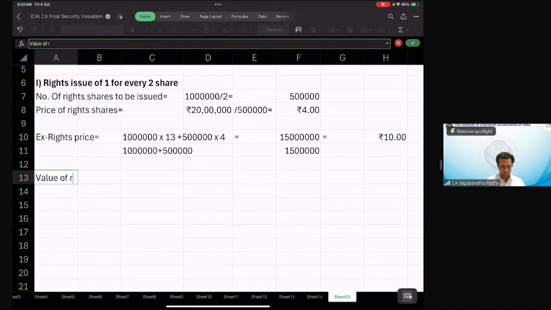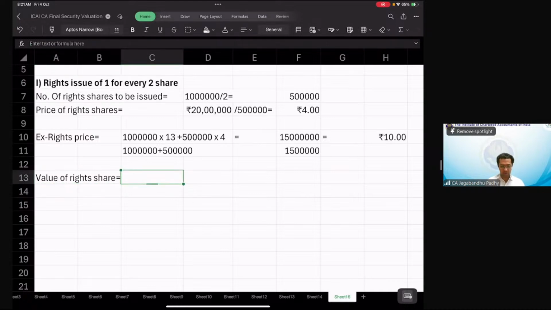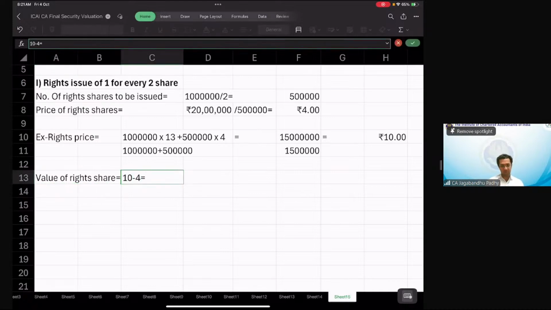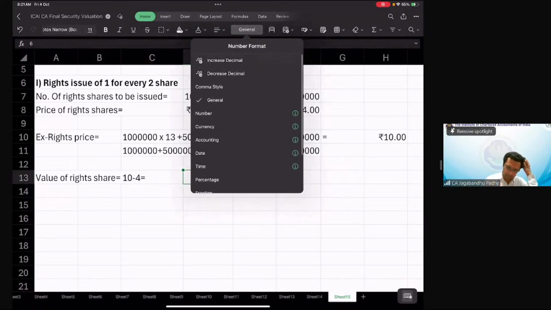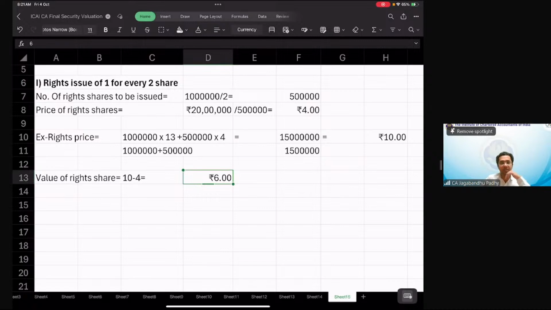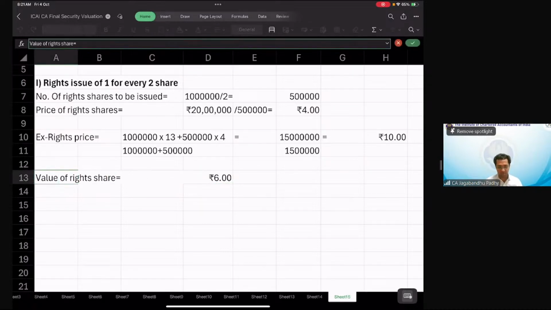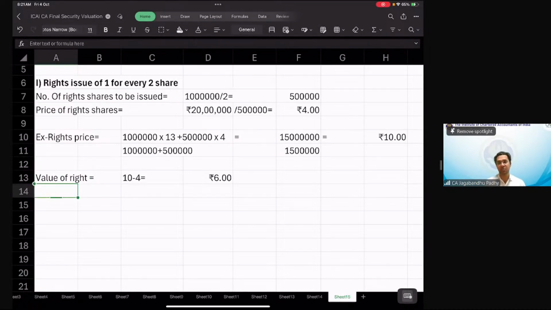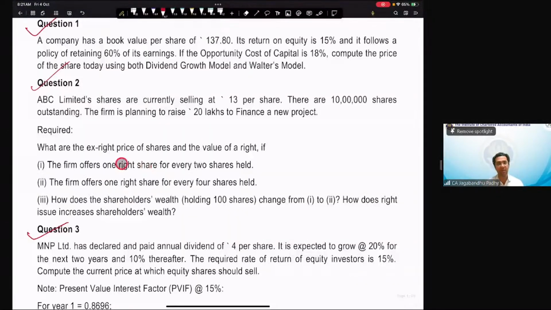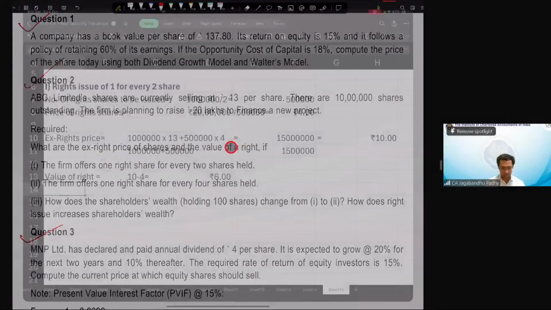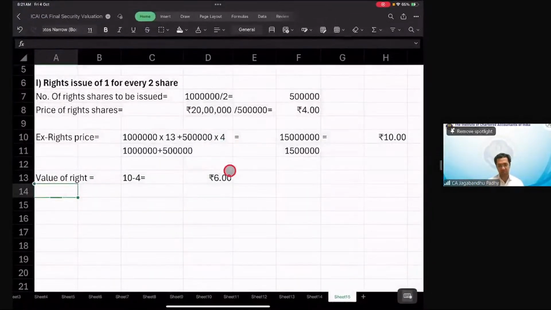Can I say value of right share? Can I say it is 10 rupee minus 4 rupee, which is 6 rupee? Correct, guys? 6 rupee is the value of the right. Not value of the right share, I can say it is value of right. So value of the right is 6 rupees. So the question asks us, what are the X right price and the value of a right? Value of a right will be 6 rupees per right.